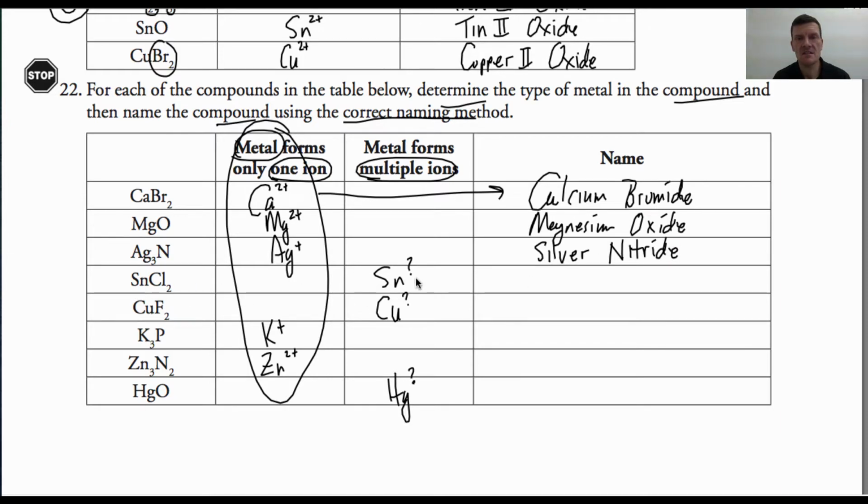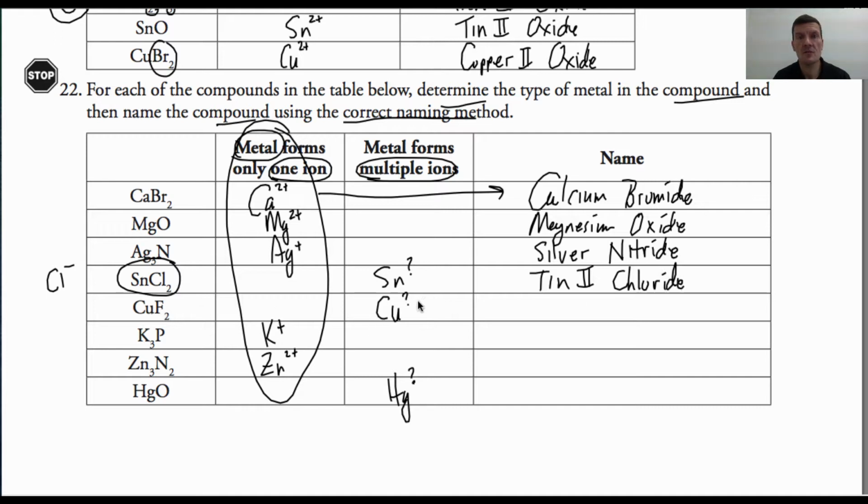And now we've got tin. Well, I know it's going to be tin, but what's my Roman numeral? My Roman numeral I can figure out by looking at the chloride ion. I need 2 of them. I know chloride is always a -1. If I need 2 of them, the tin must be a +2, so I use my Roman numeral of 2 to make sure I tell everybody which tin ion it is, and then it's chloride.